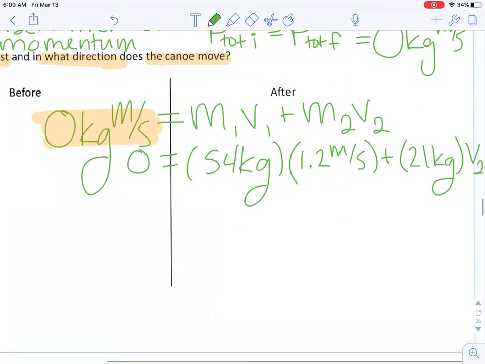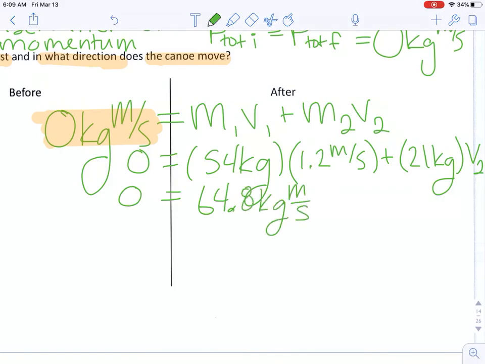All right, so I'm going to go through this and then we'll check our answers at the end. Since the left side of the problem is already completed for me, I'm going to jump right into the right side and I'm going to say 54 times 1.2 because that's my first piece. And that is going to give me 64.8. And my units are kilograms times meters over seconds. Plus, I'm going to keep my 21 kilograms times V2.